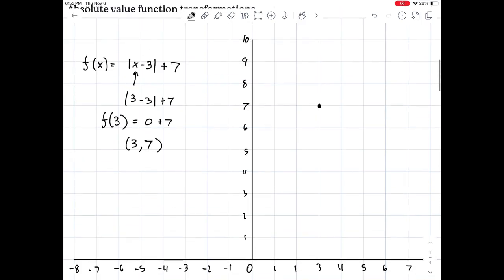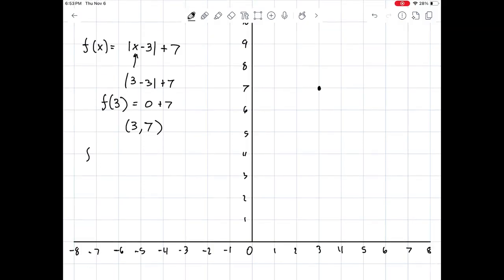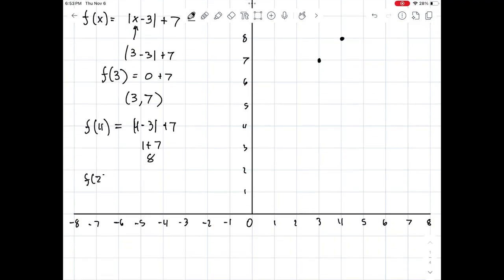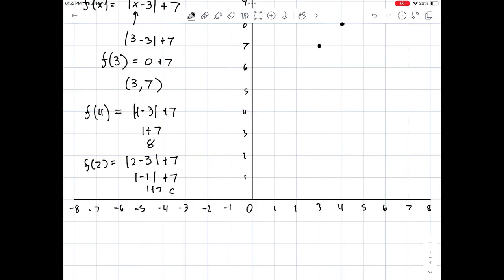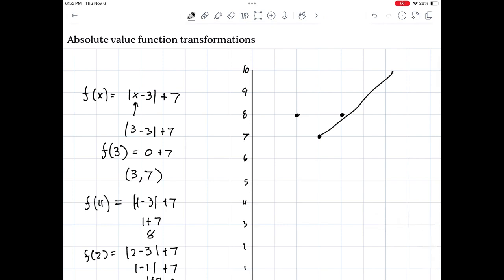Now, to visualize the rest of this function, you can do it one of two ways. There's the longer way, which is plugging in values one by one. So for instance, if we were to look at the next x value, which is 4, and plug in 4, we would get 4 minus 3 plus 7, which would be 1 plus 7, which is just 8. And let's say we did it for 2 as well. F of 2 would be 2 minus 3 plus 7. Now note that this would be -1, but the absolute value sign is actually going to make this just 1. So 1 plus 7 is 8 as well. So our function will actually look like this.